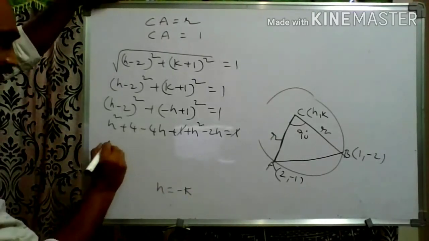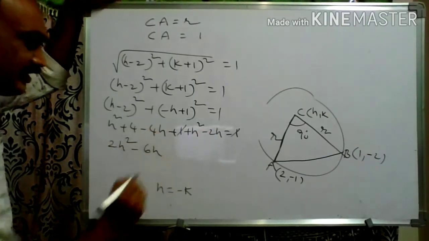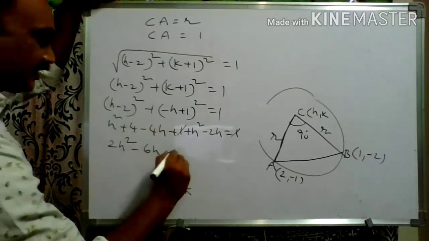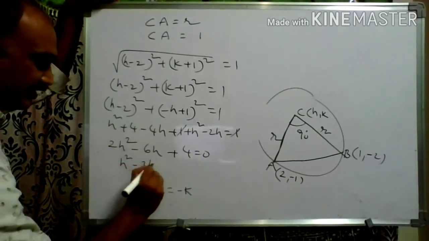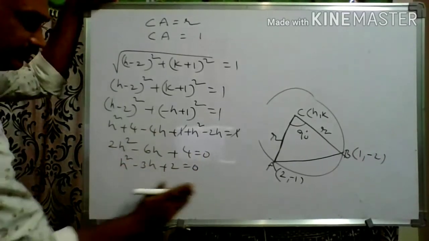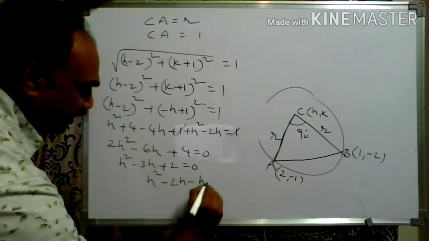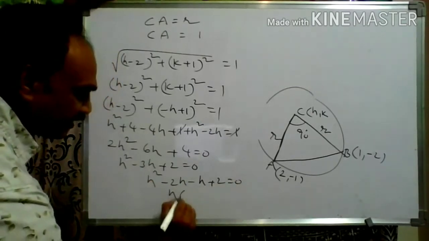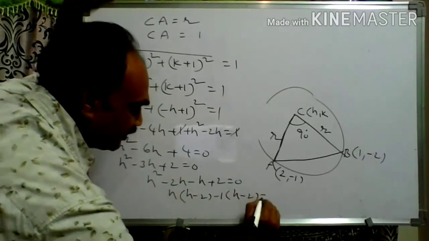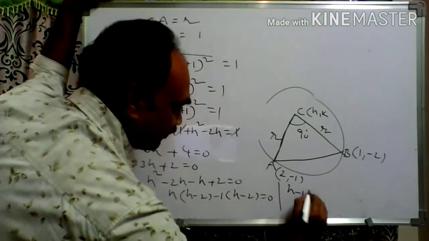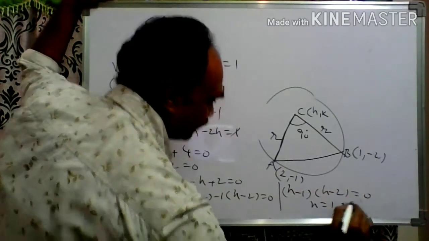H square plus H square, 2H square, minus 4H minus 2H minus 6H plus 4 is equal to 0. Dividing by 2, H square minus 3H plus 2 is equal to 0. In fact, H square minus 2H minus H plus 2 is equal to 0. Taking H common, H into (H minus 2) minus 1 common, (H minus 2) is equal to 0. Students, (H minus 1) into (H minus 2) is equal to 0. H is equal to 1, 2.